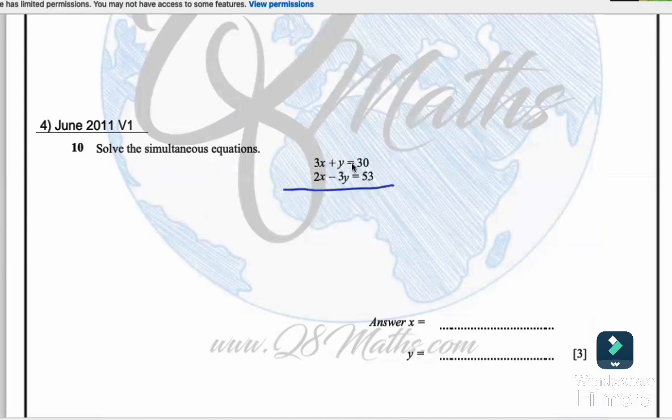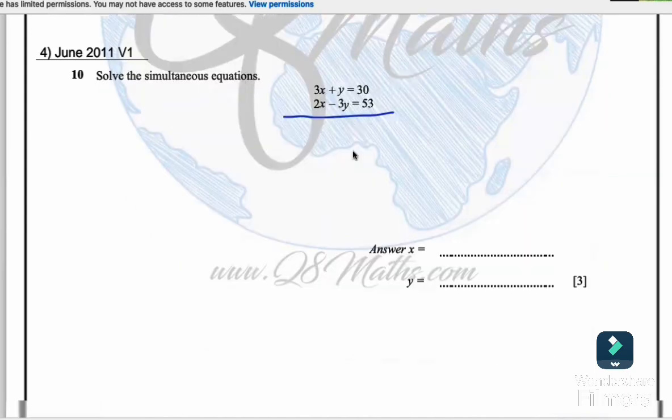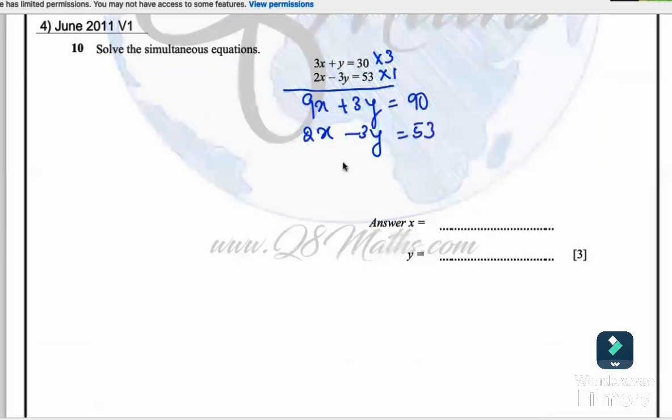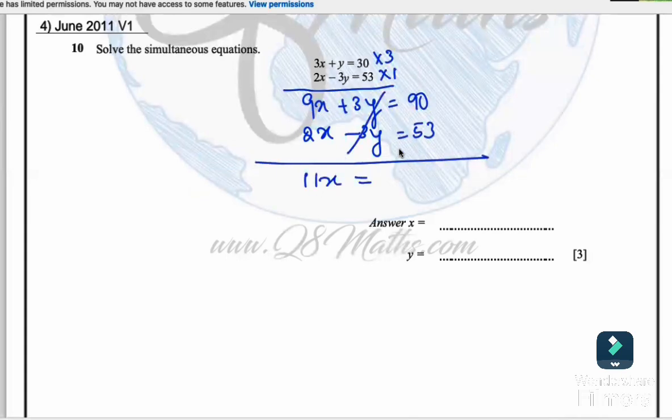Well, I will choose the variable y because I have a different sign here. So I multiply the first equation by 3 and the second equation by 1. As a result, we'll get 9x plus 3y is equal to 90, and 2x minus 3y is equal to 53. Therefore, you can cancel this, and 9x plus 2x is going to be 11x, which is equal to 90 plus 53.